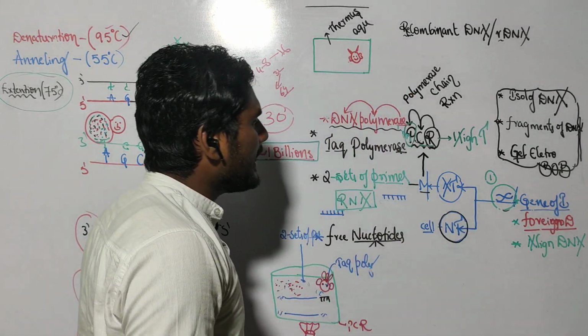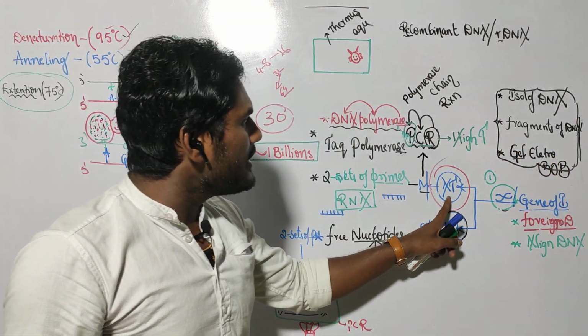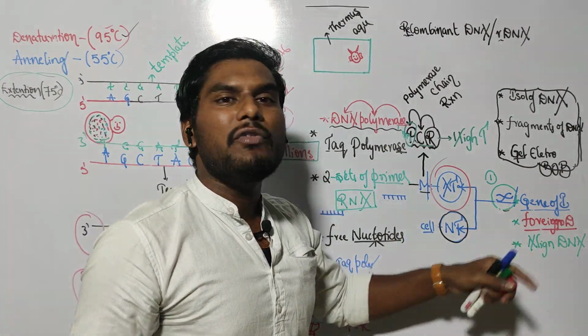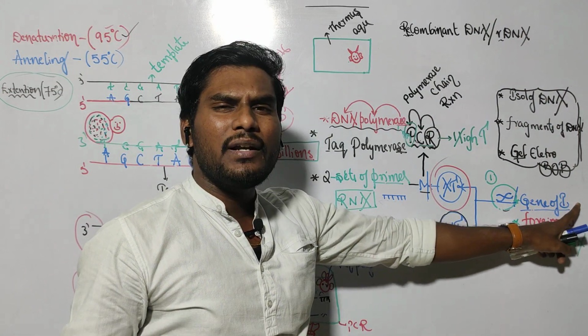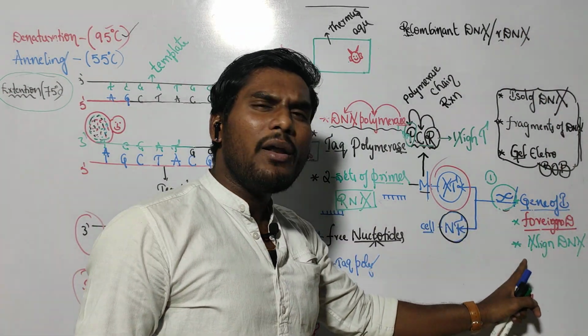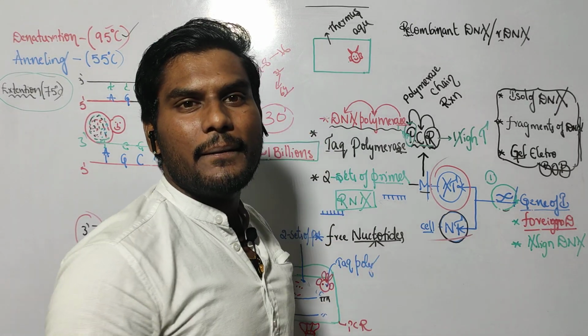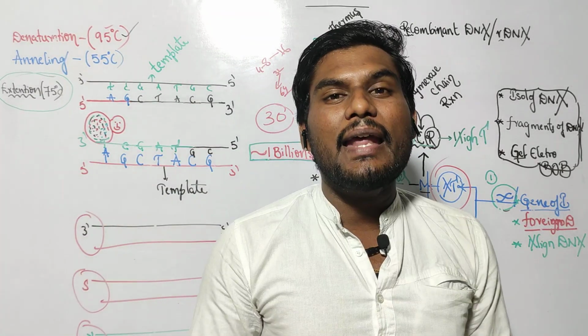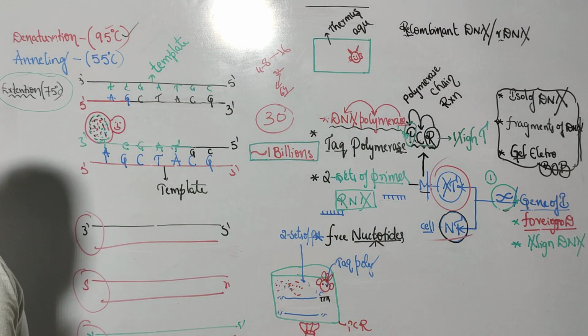This is method number 1, by which we can make many copies of gene of interest, foreign DNA or alien DNA. And the next one is what? Natural. Now let's discuss this natural technique.